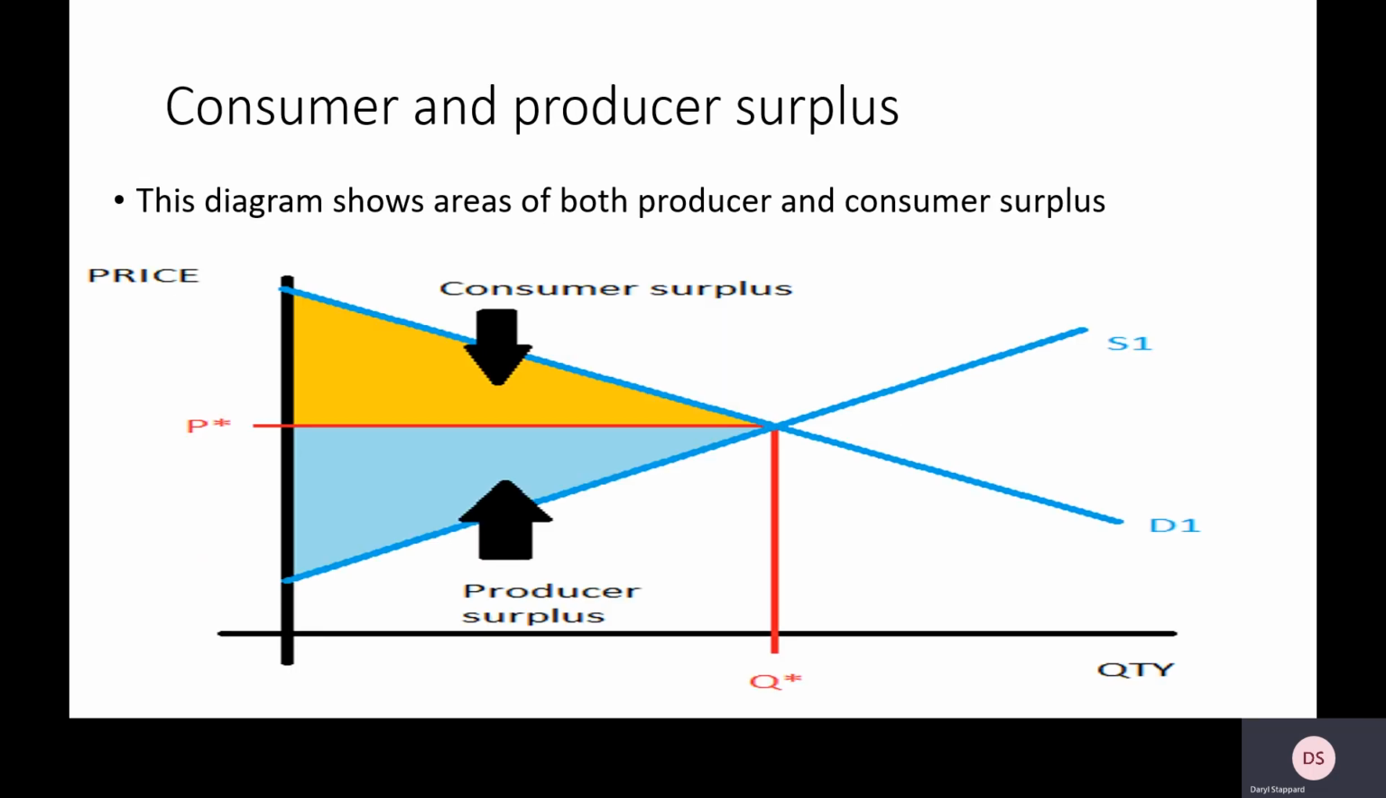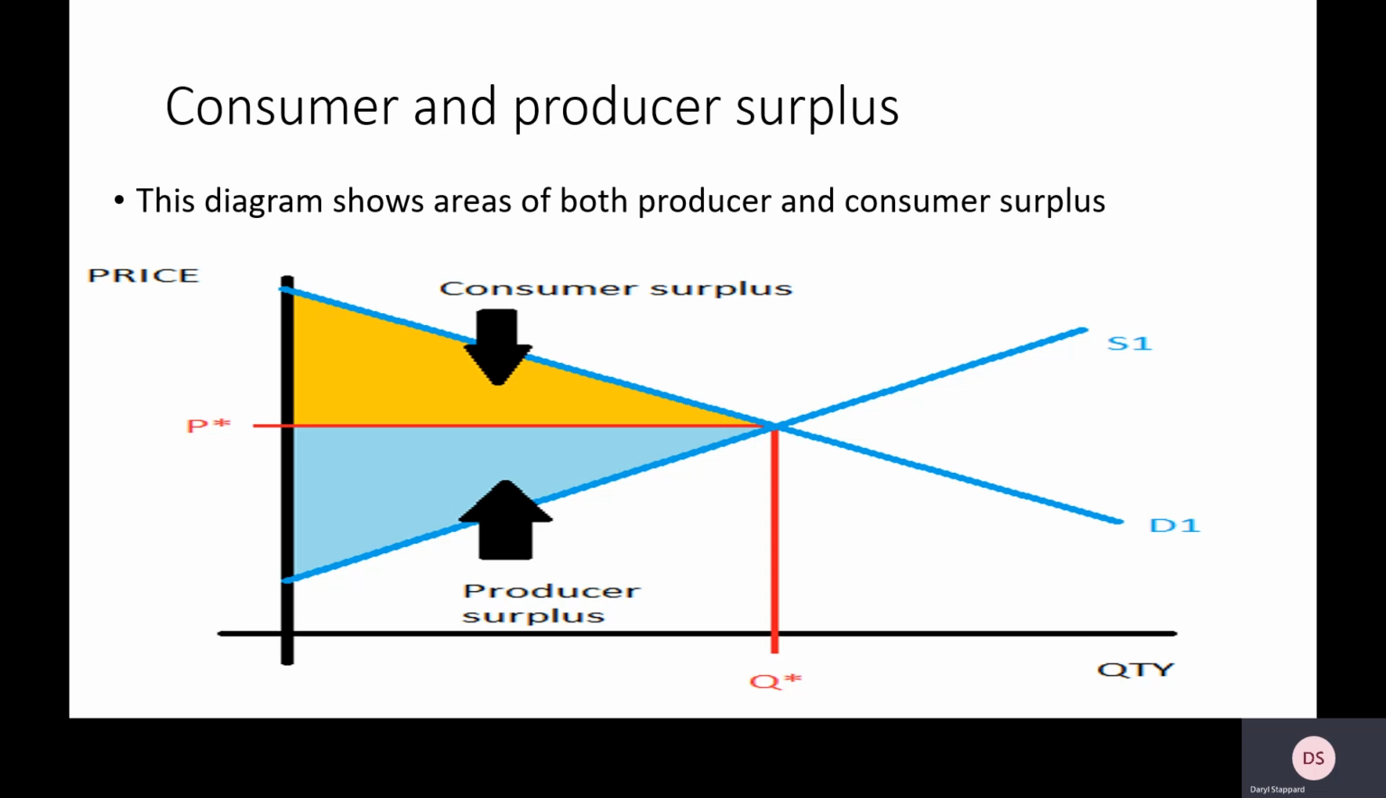Right, and if we now bring together both consumer and producer surplus on a market equilibrium diagram, you can see we've got it here. So look at consumer surplus first of all. In this marketplace, the market price is P star, and quantity Q star will be demanded and supplied. So look at the yellow consumer surplus triangle first of all. This is the gap between the market price of P star and what people were willing and able to pay for this particular product. The producer surplus is the blue triangle, and this is the gap between what firms are willing and able to produce the goods and services for and the market price.